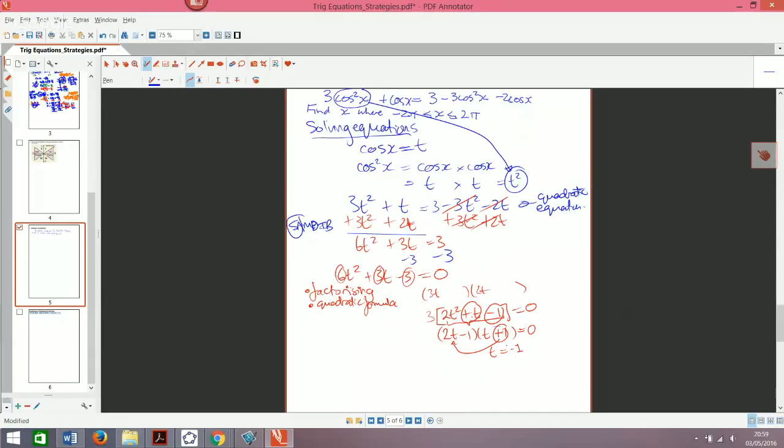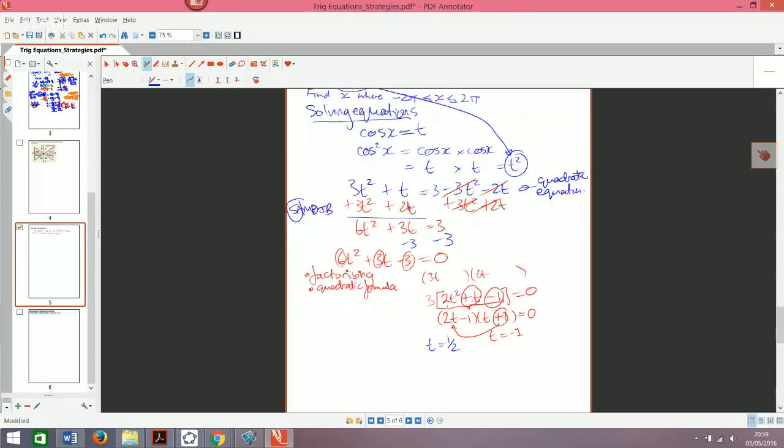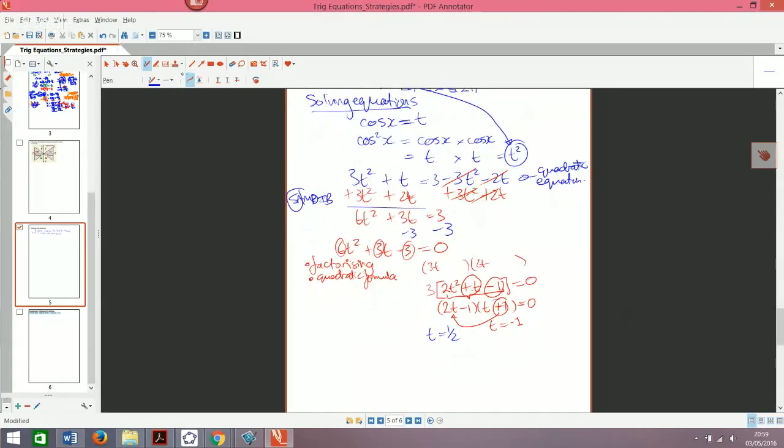So to make that bracket 0, t needs to be minus 1. To make this bracket 0, t needs to be a half. And then I have to remember, do you remember that right back at the start, t was cos x? So I'm now going to substitute that back in and say, I don't really mean t. That t was just a stand-in for cos x.